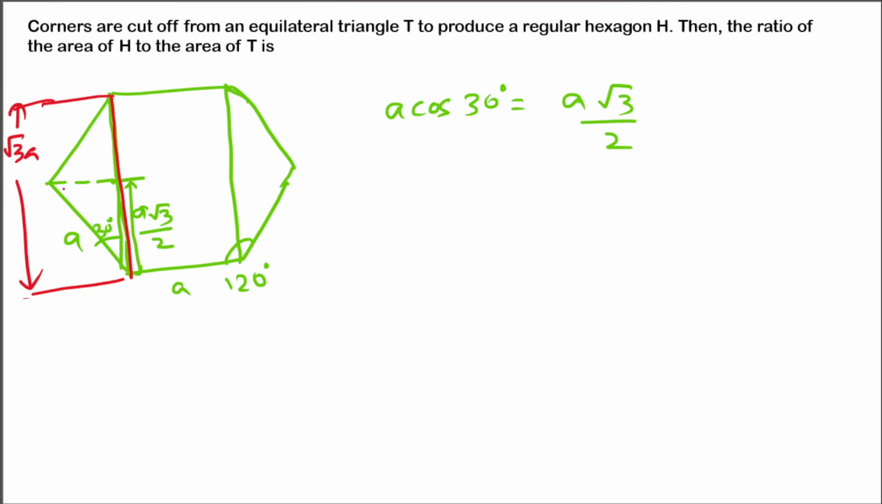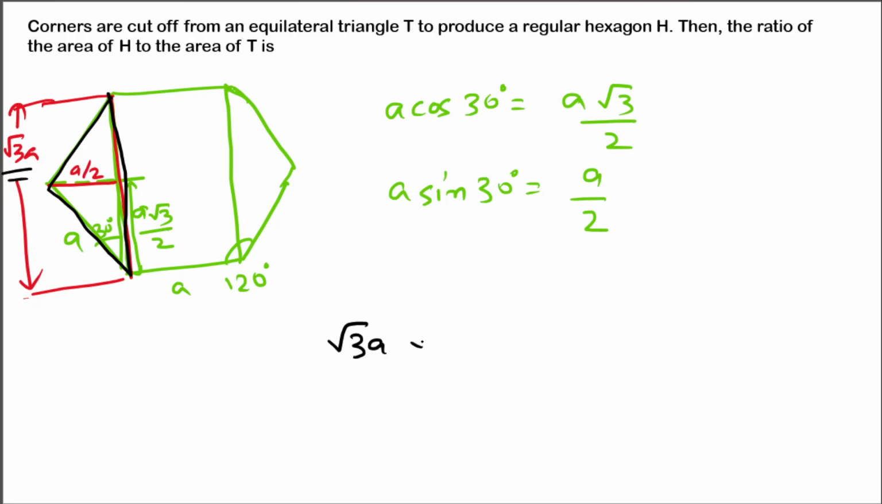And what is going to be this length? This length is simply a sine 30, that is going to be a by 2. Now just look at this particular triangle. This triangle has a base root 3a, its height is a by 2, and you multiply it by half. So you have the area of this particular triangle, that is root 3 a square by 4.